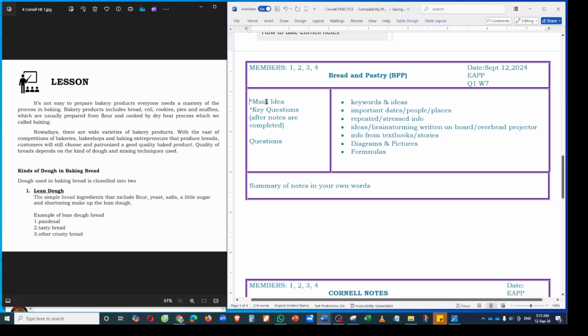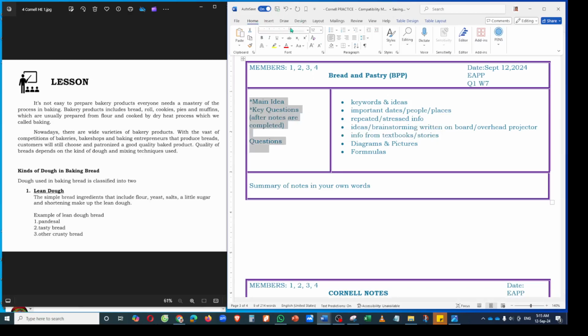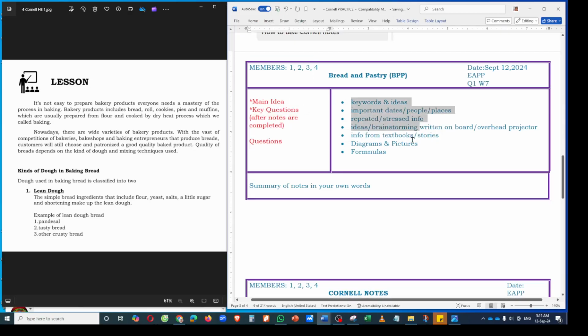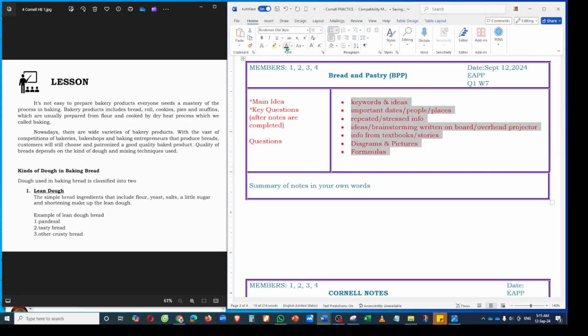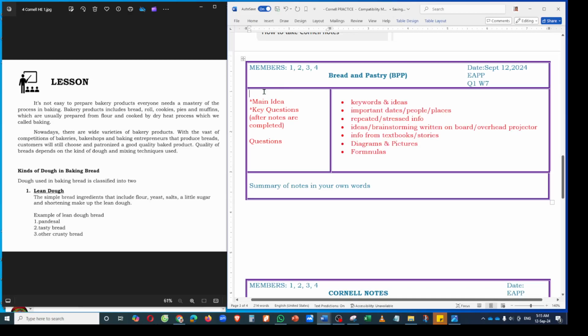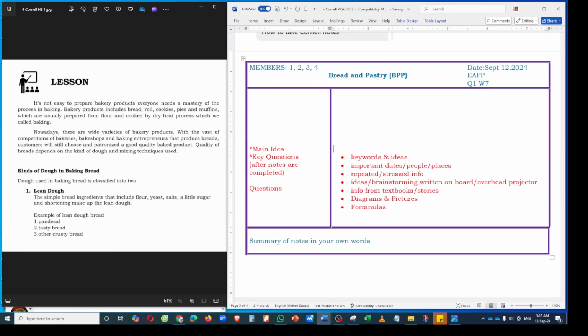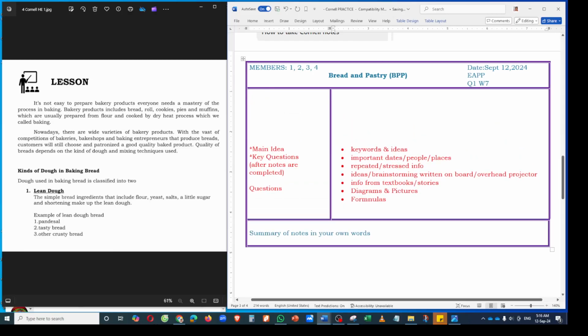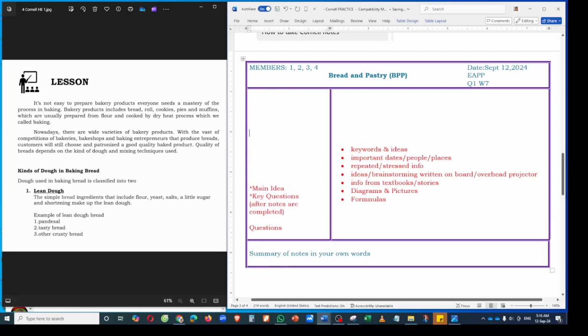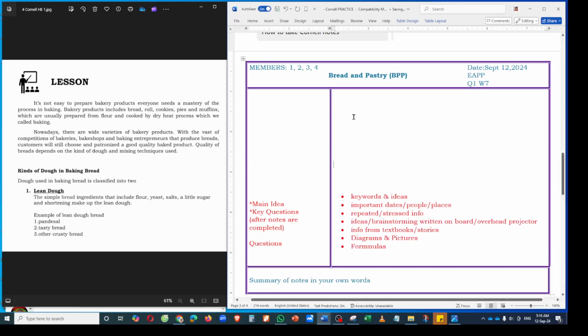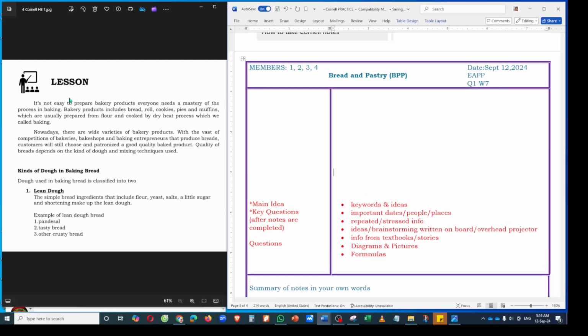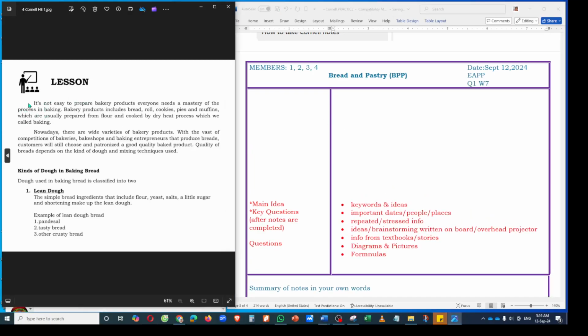Let me just set them aside. So these are the pointers that you need to know. You don't have to write them on the actual Cornell notes. Guide lang siya para you know what you need to write on the left and on the right. It says skip lines, so let's do that. Now, let's check on the first picture.